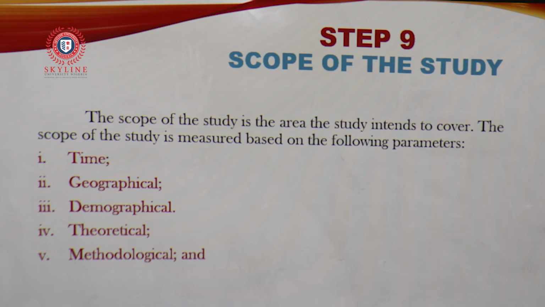Now you also establish your scope of study within the geographical scope. Which geographical area is going to constitute the scope of your study? You must clearly establish this. Number 3 is the demographical scope. Who is going to be part of the study? Are individuals involved in the study? You need to state this.